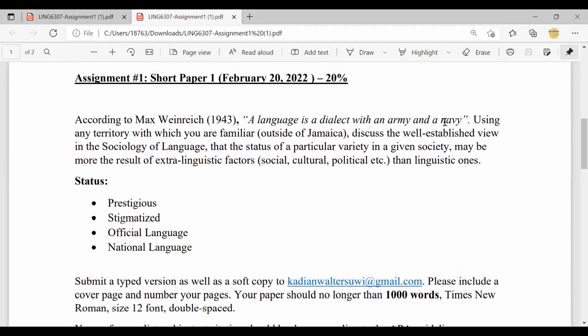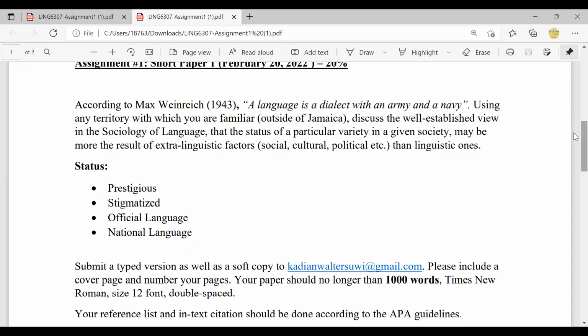All right, so it's due the 20th of February, and it says, according to Max Weinreich, a language is a dialect with an army and a navy. Using any territory with which you are familiar, outside of Jamaica, of course, discuss the well-established view in the sociology of language that the status of a particular variety in a given society may be more the result of extra-linguistic factors than linguistic ones. And when we talk about status, or the young people saying status nowadays, we're talking about the prestigious form, the stigmatized form, whether it is an official language or a national language.